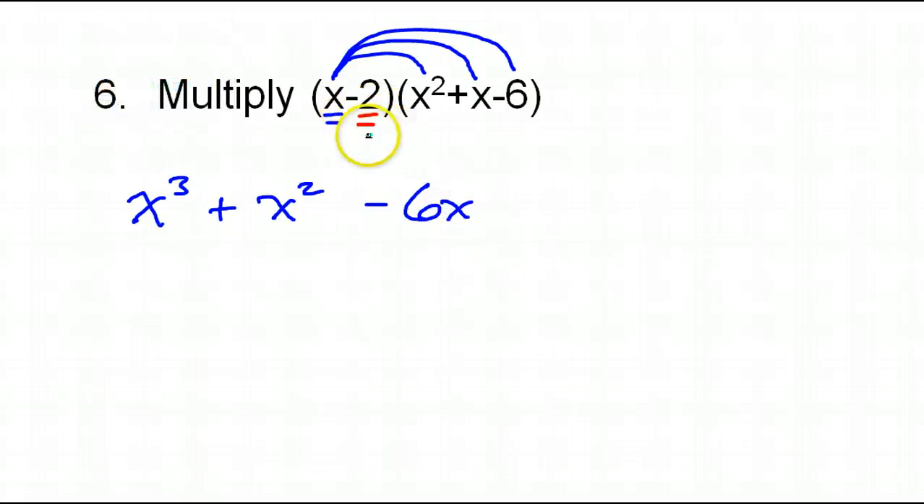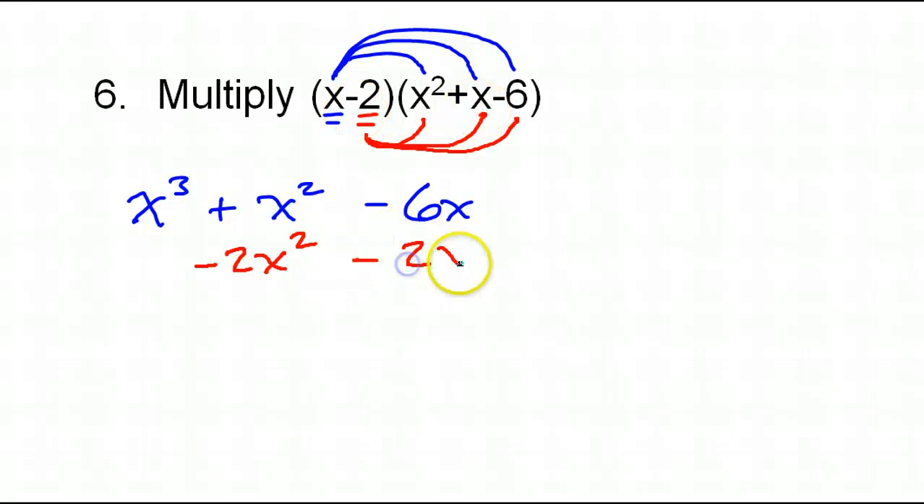Alright, now I will distribute the -2 like so. Alright, -2 times x squared is -2x squared. Notice how I line up my like terms. I recommend you do the same. -2 times x is -2x. And -2 times -6 is +12.